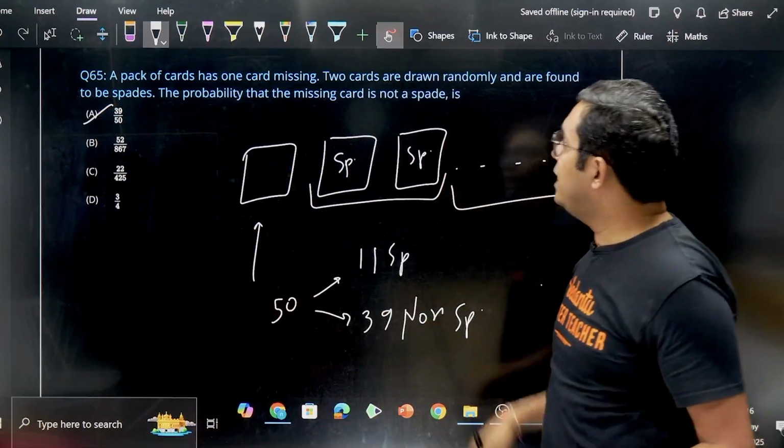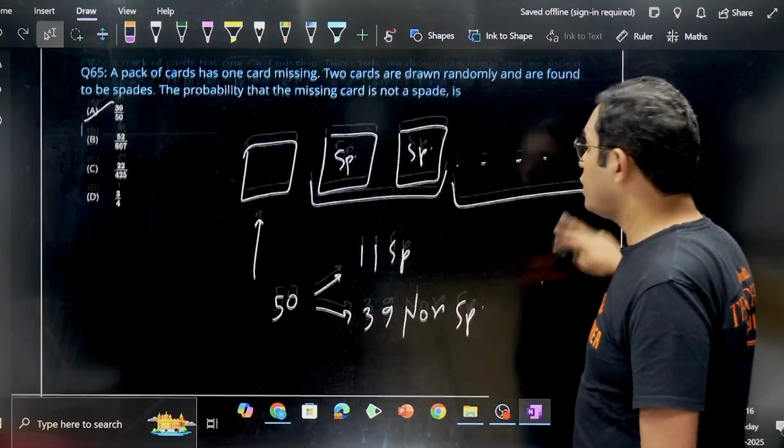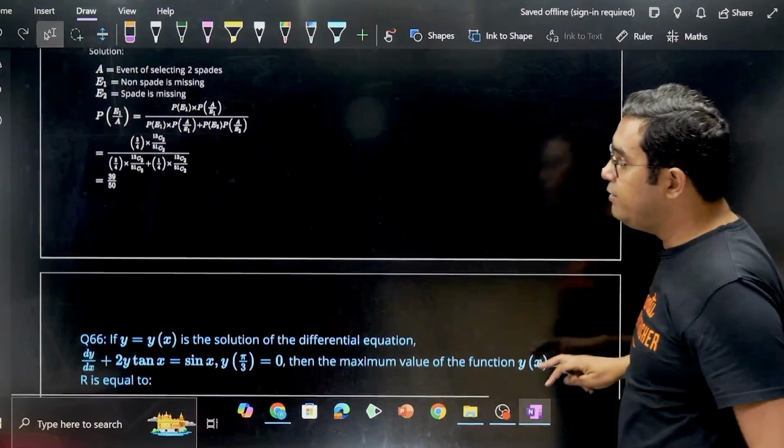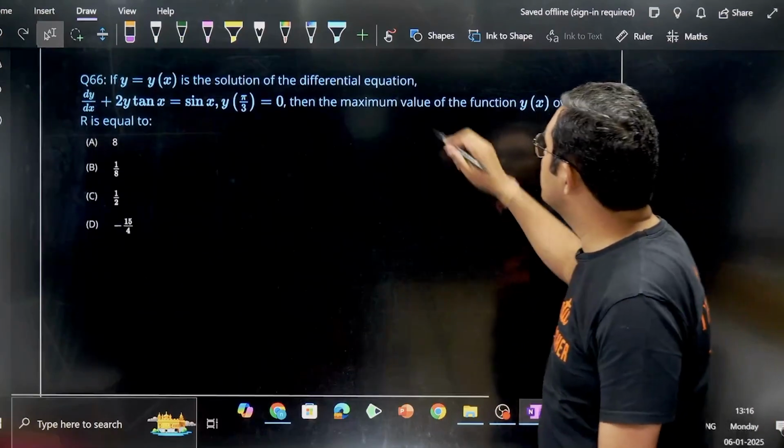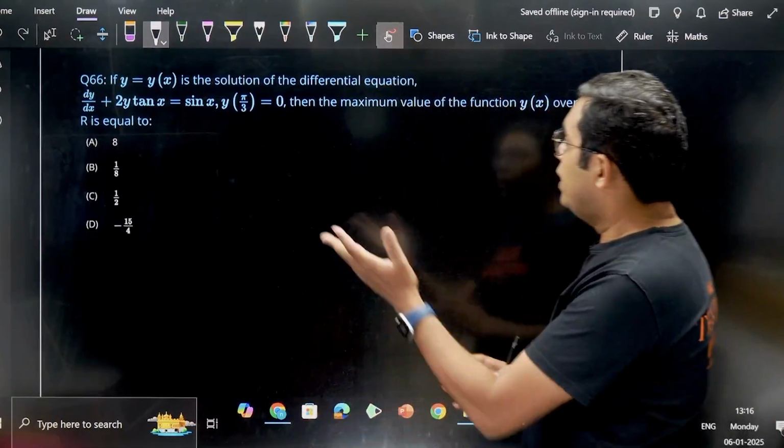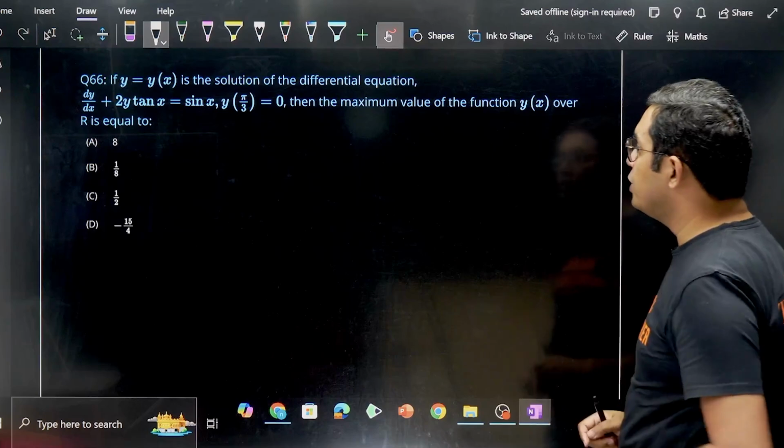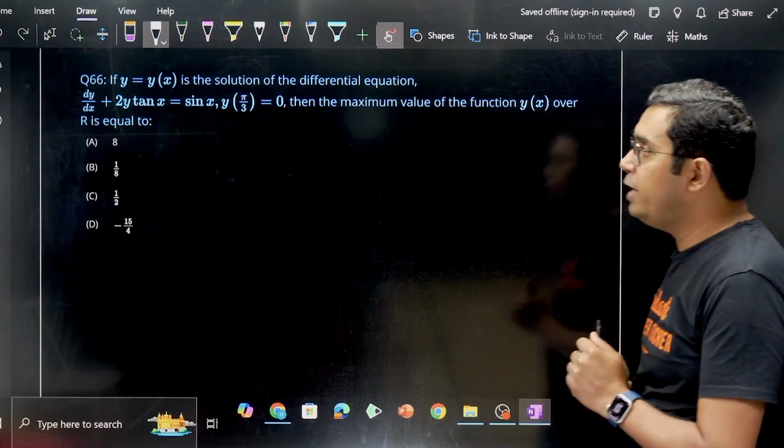You can do that way also using the total probability law, which is given here. I will leave it to you. Coming to question number 66. We are given again one differential equation. Maximum value of the function we have to find over R.